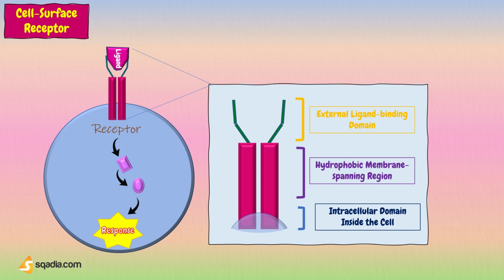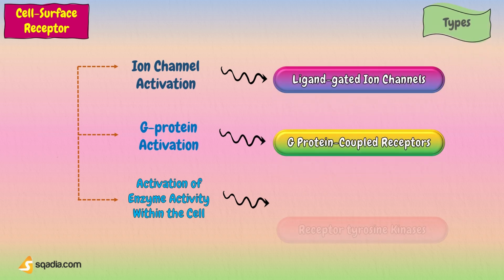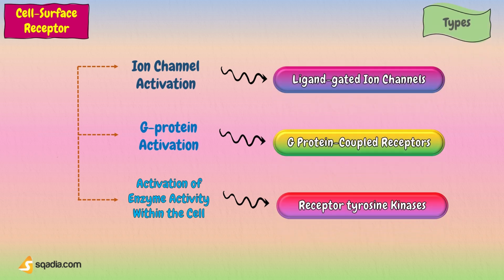The cell surface receptor has 3 main components: an external ligand binding domain, a hydrophobic membrane spanning region, and an intracellular domain inside the cell. There are many kinds of cell surface receptors, but here we'll discuss 3 common types and relate them to the activation mechanism that we mentioned before. Ligand-gated ion channels, G protein-coupled receptors, receptor tyrosine kinases.